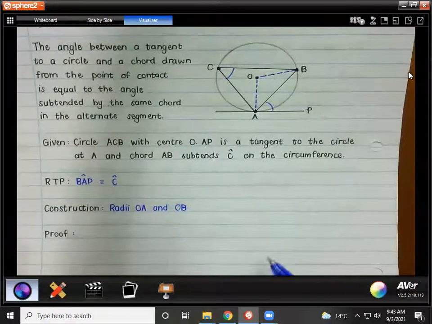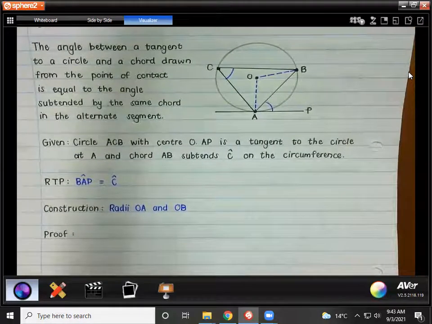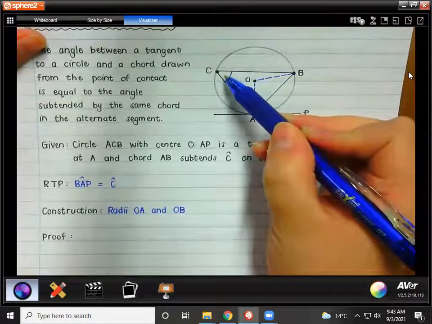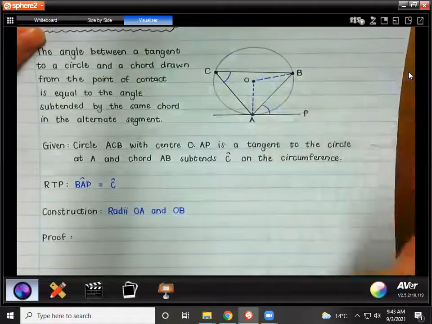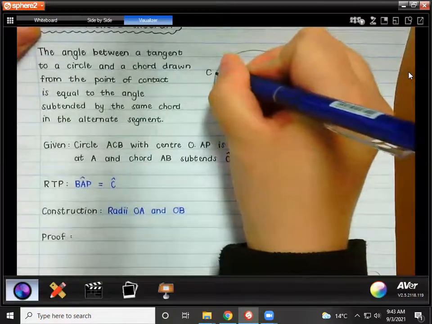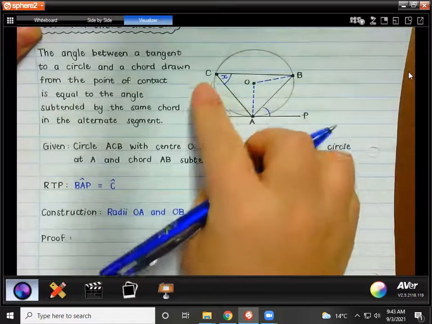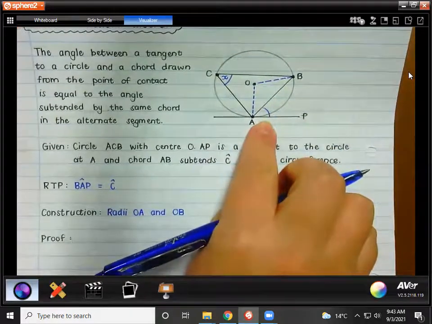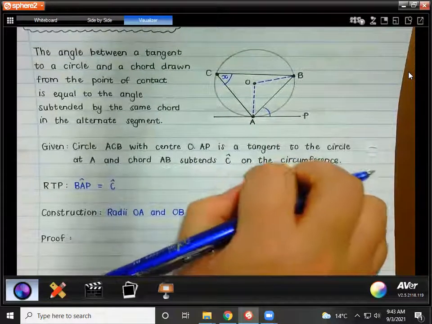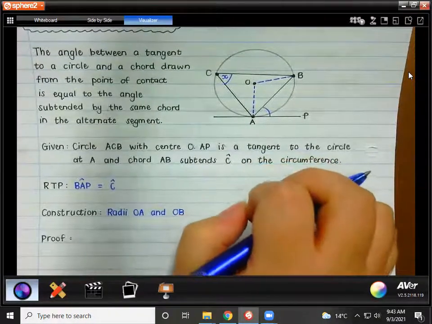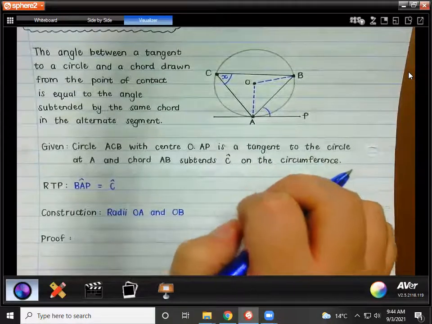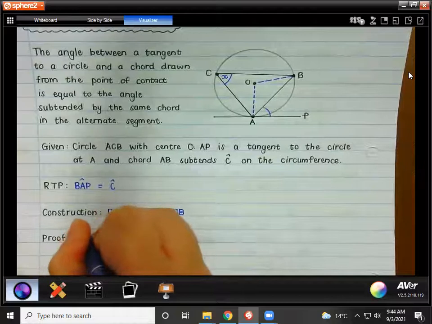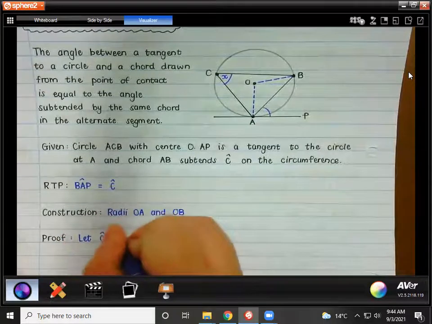Okay, now what we're going to do is, just so that the proof is a bit easier to work with, we're going to make angle C equal to X. So we're going to say let C equal X. So this angle is going to be X, and then we're going to work our way towards that angle and prove that that one is also X. But using other theorems that we know, not tan chord theorem, and then we can say that tan chord theorem is true from there. So we're going to start the proof by saying let angle C equal X.